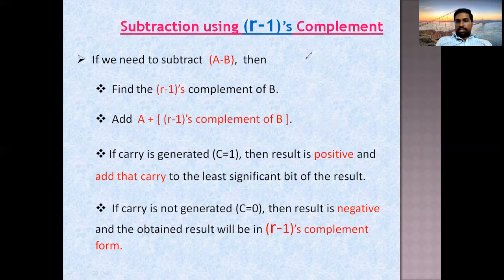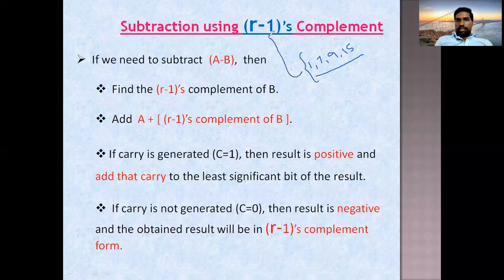Suppose r minus 1's complement method means these steps are common for 1's complement, 7's complement, 9's complement, and 15's complement. For these 4 complements, you can follow these 4 steps what you are observing right now. Why? Because all these 4 come under the category of r minus 1. Okay, clear?